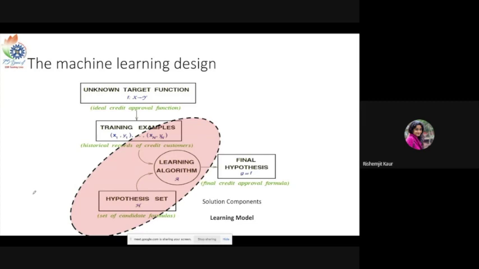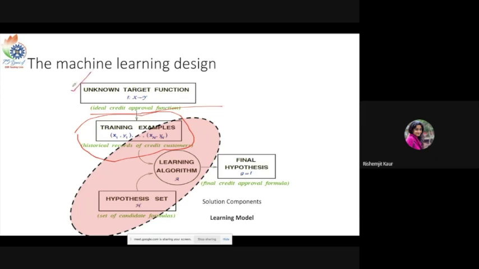So in the case of machine learning design, what we generally have is some training examples, some database. For example, if we need to approve the loan of a certain customer, we have the credit records of the customers, right? Like previously, what was their behavior? Then we have a certain learning algorithm, and there is a certain unknown target, like the ideal credit approval function: if the customer has behaved this way, this is something that we need to achieve, this is something that we want to figure out.